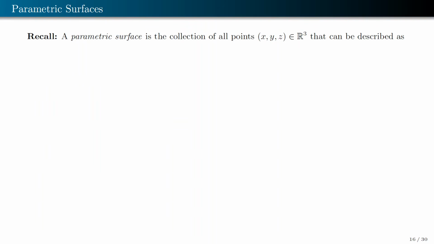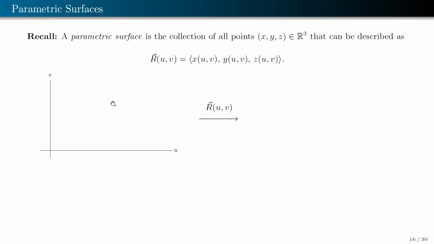So first, let's recall, a parametric surface is the set of all points in space that can be described by a vector function with two parameters. So yung idea dito, yung points in the UV plane via this R of UV, every point dito sa UV plane corresponds to some point dun sa parametric surface natin. And vice versa actually. Every point sa parametric surface corresponds to some point dito sa UV plane natin.